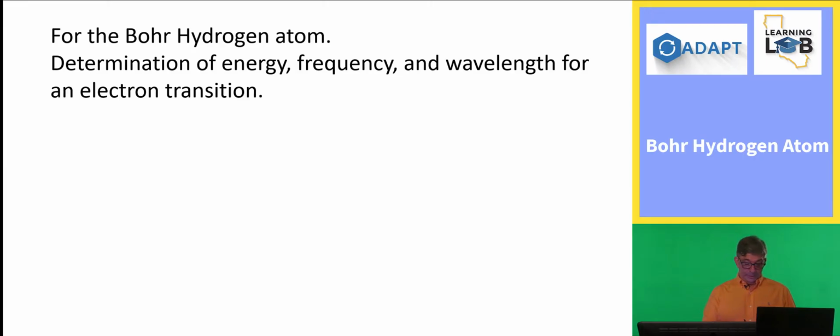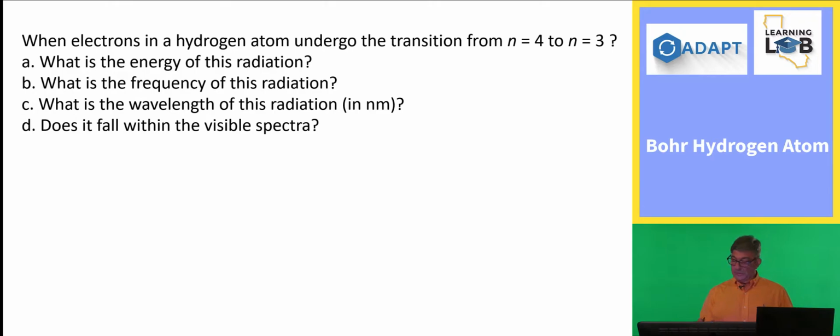For the Bohr hydrogen atom, we're going to determine the energy of an electronic transition, its frequency, its wavelength, and whether that transition falls within the visible region of the electromagnetic spectrum. So in our particular problem, we have electrons in the hydrogen atom, and the transition is going to be from the n=4 down to the n=3 level. We're going to calculate the change in energy of that transition, its frequency, its wavelength, and whether that transition falls within the visible region.